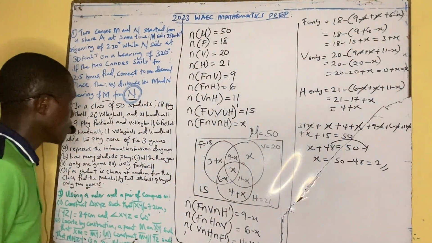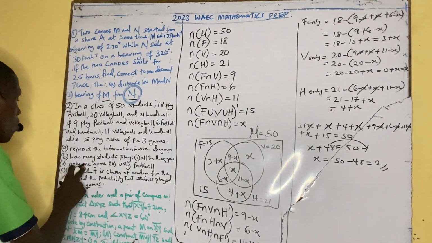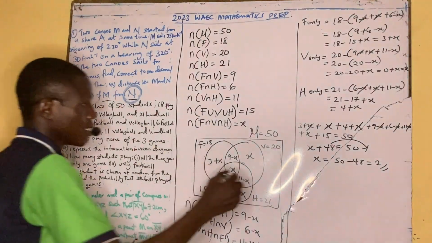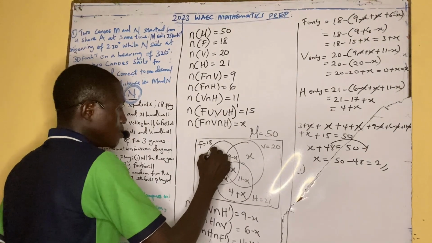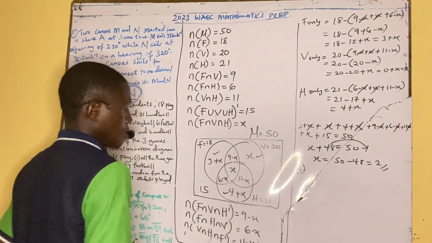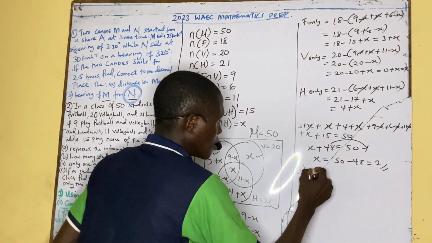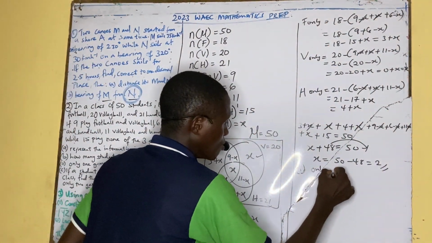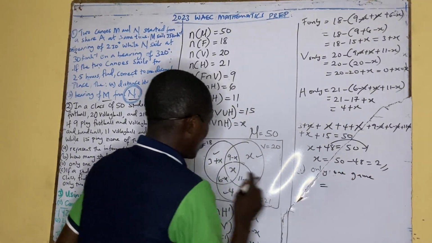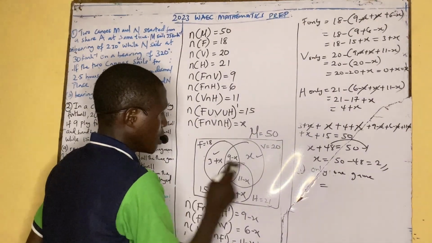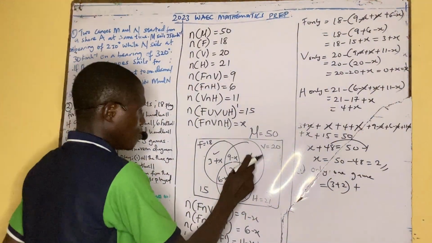So with that, we can now calculate the number of students that play only one game. So only one game is this. These are the only one games, so you add all the only one games together. Only one game is equal to 3 plus x, so that is 3 plus 2.